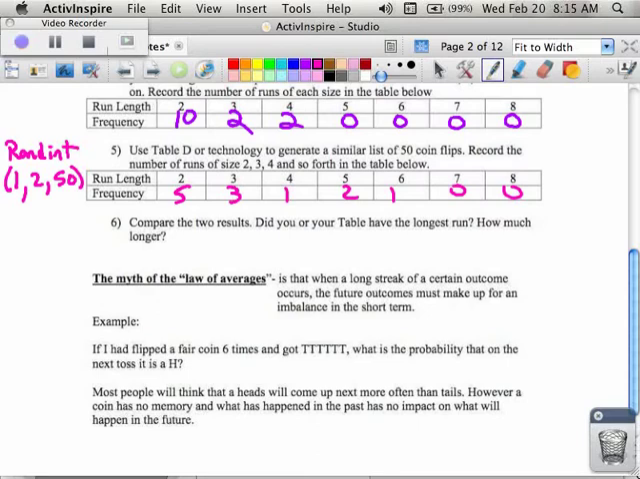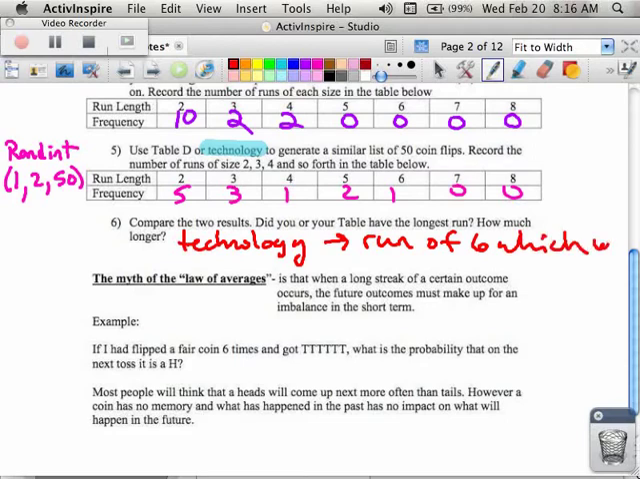So the question is, which one had, we use technology, not a table, technology. And so which one had a longer run? Technology. So I'll just write down technology. And how much longer was it? 2. So it was a run of 6, which was 2 longer than the other trial.